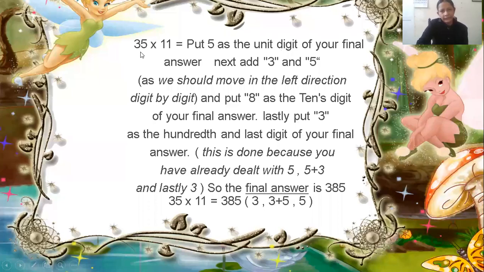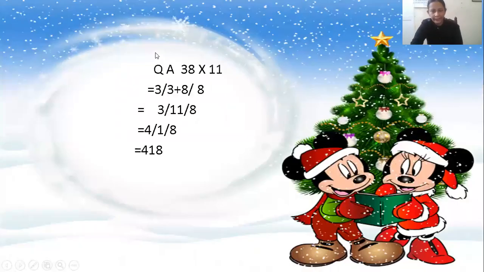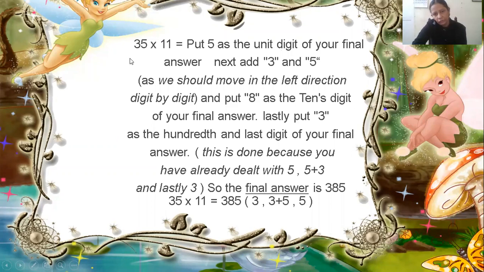So now let's see how you can do some other questions. Now you see what is the next question: the next question is 35 multiplied by 11. So here you can see how you have to do this. I have now done this question directly. Now let's see how you can do this question directly.